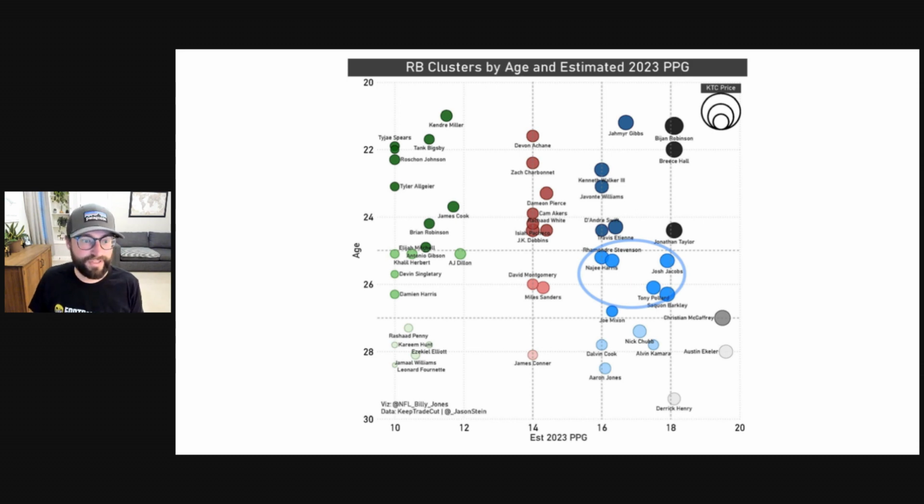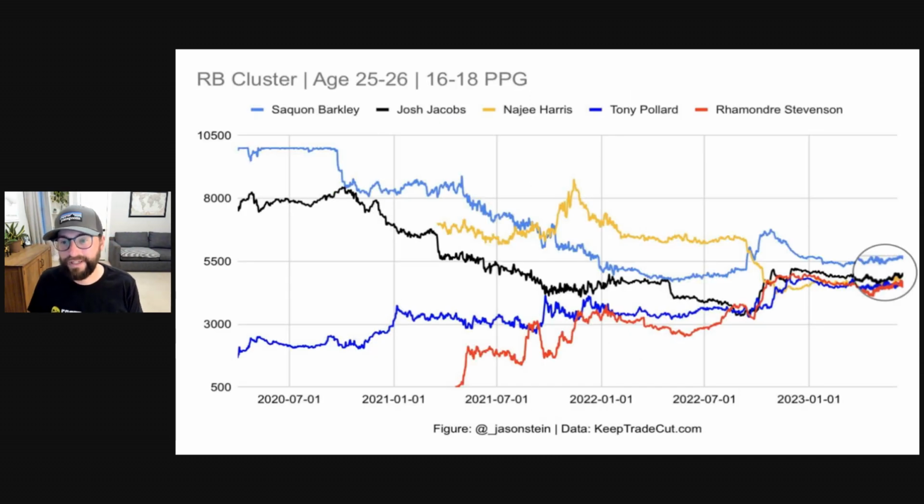Now we're going to move on to this next cluster. This next cluster is age 25 to 26 that scores 16 to 18 fantasy points per game, and we're looking at Saquon Barkley, Josh Jacobs, Najee Harris, Tony Pollard, and Rhamondre Stevenson. This chart to me is really interesting in that these guys are all very spread out on the left side of the graph, and then very tight on the right side of the chart. Very, very close on the KTC currently right now.